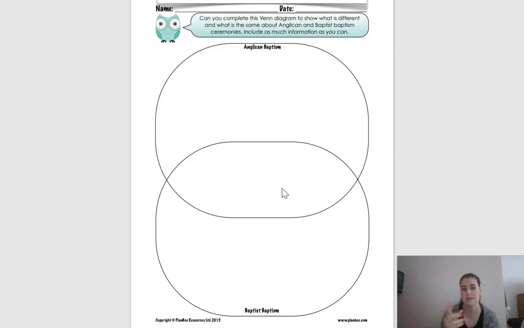And this will then nicely lead on to our next diary lesson that we'll look at next week as well. So give it a go and see how you get on.